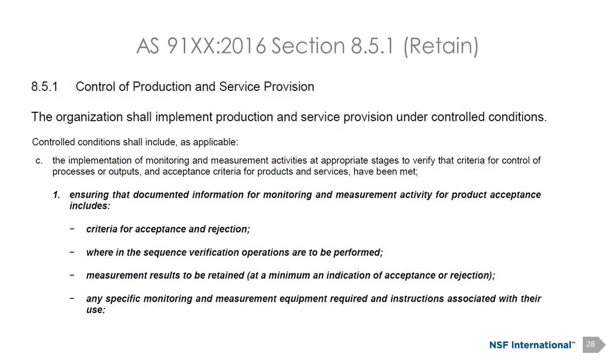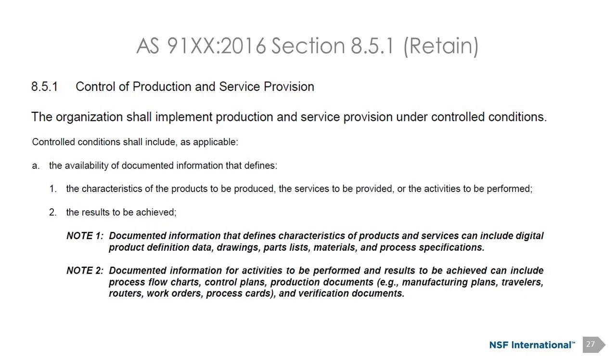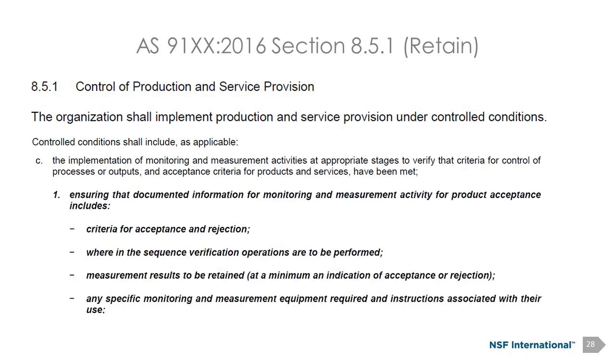There are some other examples within the notes here of what those might be, and it talks more to the maintain piece on this side: documented information for activities to be performed and the results to be achieved. And then the output of that is the results to be achieved. So it's going to describe what was done, or what activities were performed.